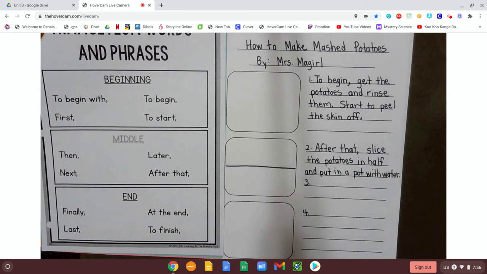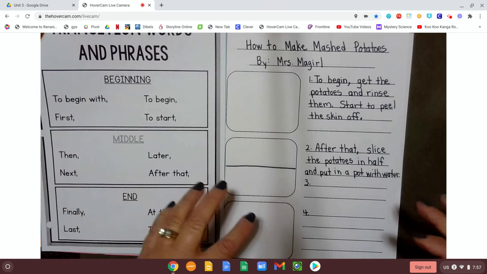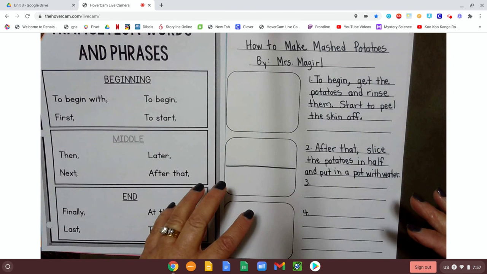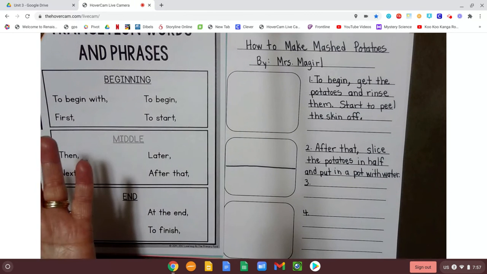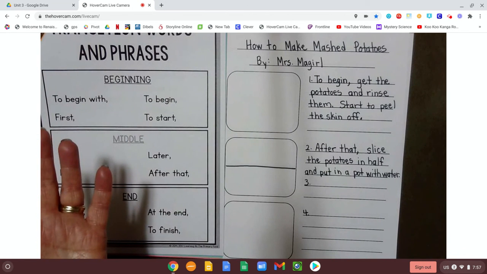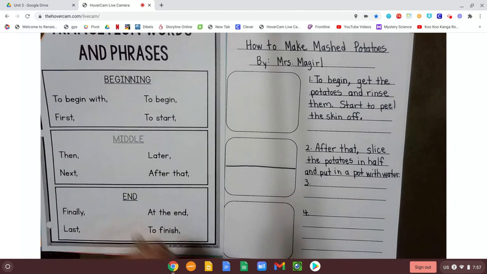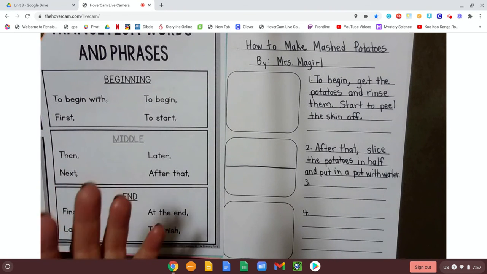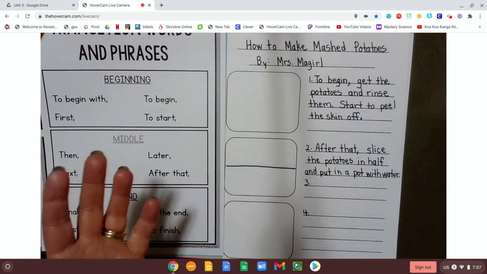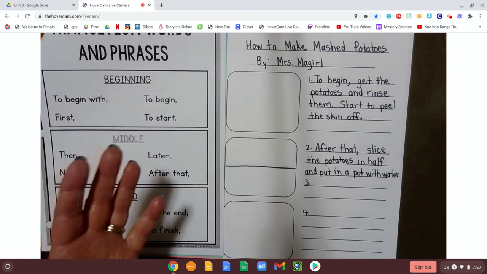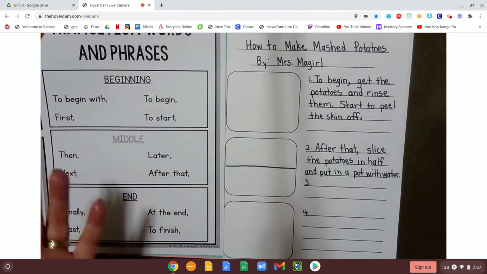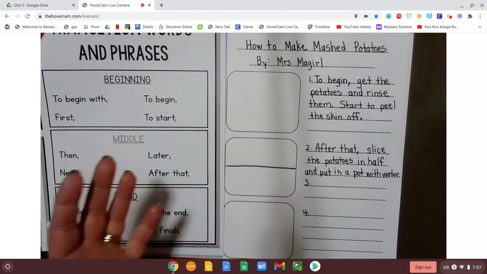Okay, so now I've sliced the potatoes. They're in a pot of water. What am I going to do next with that pot of water? I put it on my stove, right? And I turn my stove on, and I get them to where they're boiling because they're hard when you first put them in the water, and it's the boiling that makes them get soft.